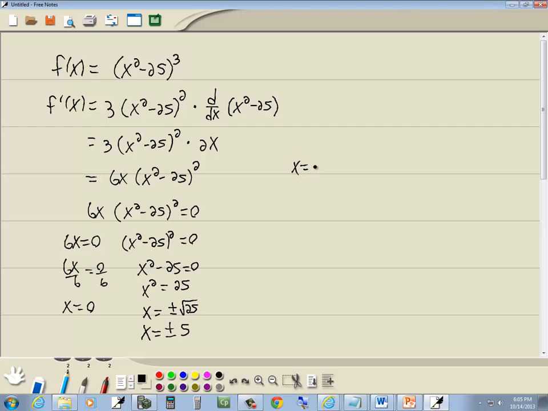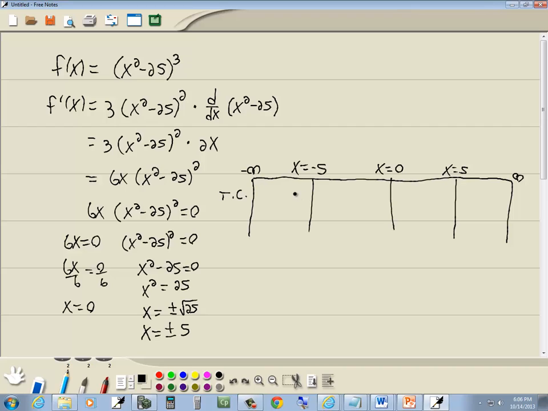So we got x is equal to negative 5, x is equal to 0, and x is equal to positive 5. We build our table of intervals. Clear over here is negative infinity. Clear over here is positive infinity. We want to choose test cases. I want to choose something between negative infinity and negative 5, like negative 6. Something between negative 5 and 0, like negative 1. Something between 0 and 5, like 1. And something between 5 and infinity, like 6.